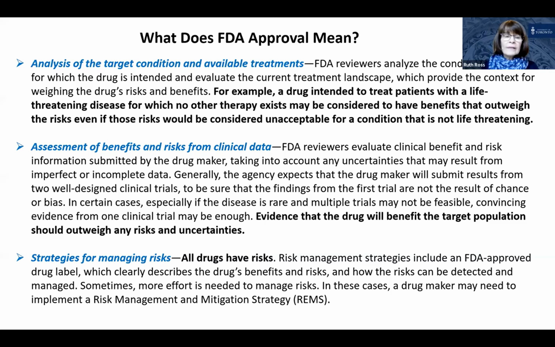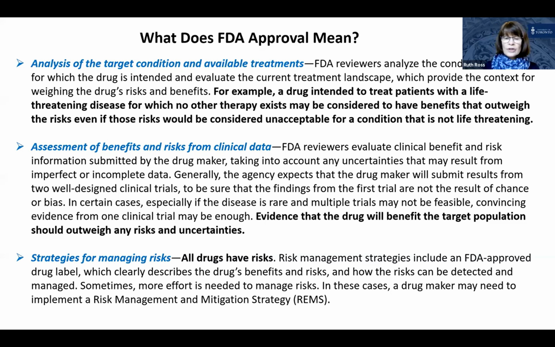So they're then looking at the benefits and risks. Again, they're looking at all this information that's submitted after the clinical trials happen, which I'll tell you about, how they do the clinical trials. So there might be some uncertainties. They're taking into account all this information and trying to make some kind of judgments from that. And so they're really looking for evidence that the drug will benefit this target population with this illness, and that the benefit will outweigh risks and uncertainties as well, because there might be unknowns that remain.